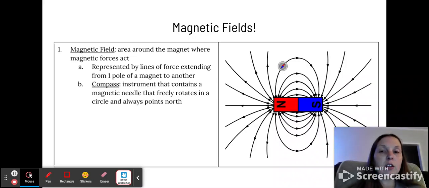And we use these magnetic fields to actually use compasses. And these are instruments that contain a magnetic needle that freely rotates in a circle and always points north. So always points north, unless sometimes compasses get thrown off if there is a natural magnetic field around. So like iron ore running through the ground, things like that can throw it off a little bit. But it should be pointing to true north.